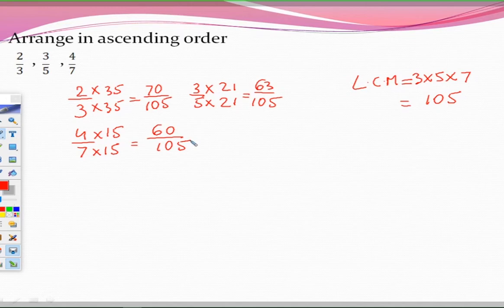Ascending means smaller to greater. Which is the smallest number here? The smallest fraction is 60 by 105. It means 4 by 7. It's smaller than the next, 63 by 105. That is 3 by 5. It's smaller than 2 by 3. Got it?